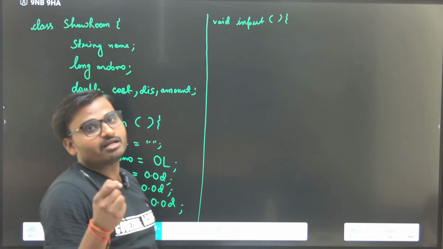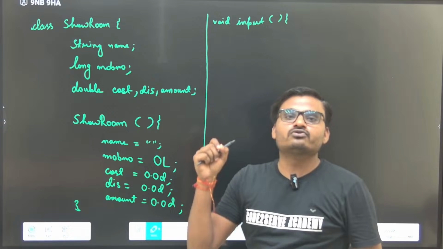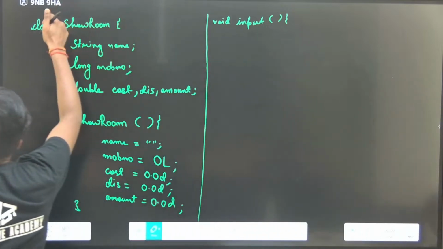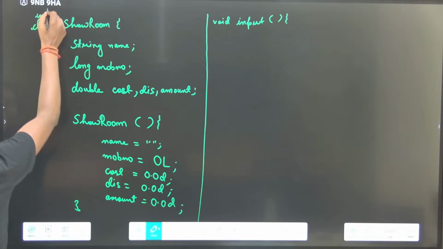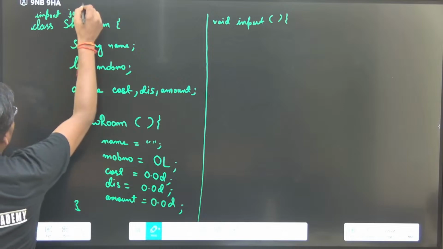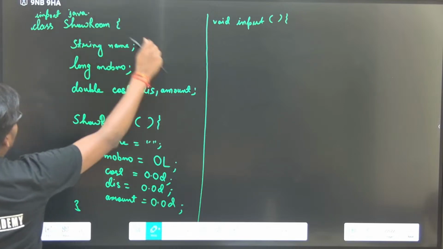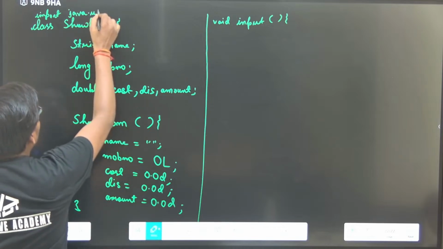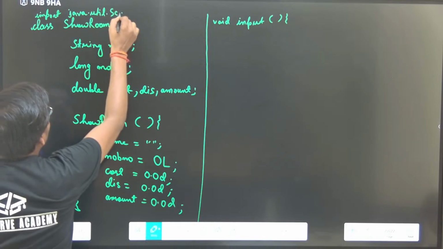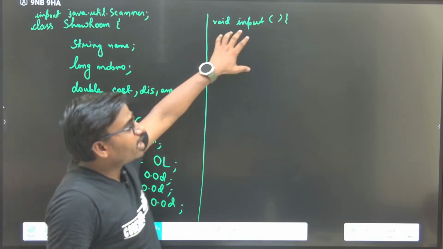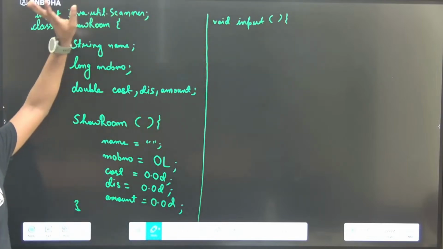Now to take input, you have to use a scanner. So at the start of this class, you have to import java.util.Scanner. In which package is scanner present? Java dot util dot Scanner.